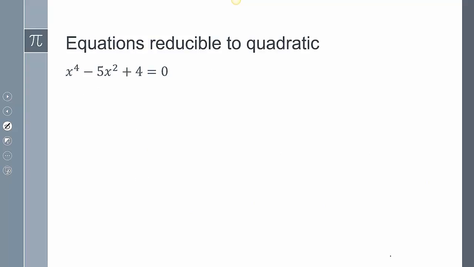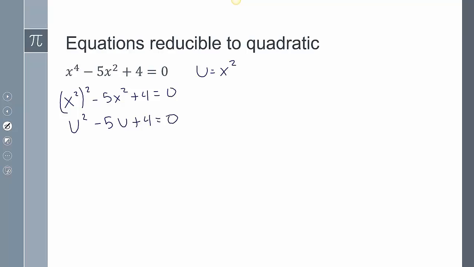Now we're going to look at equations that are reducible, or can be rewritten as quadratic. This could be rewritten as x squared squared minus 5x squared plus 4. Because of that, it has that same pattern of a quadratic. Now it might be easier to visualize it by using u substitution. If we say u is x squared, then I could rewrite this as u squared minus 5u plus 4 equals 0.